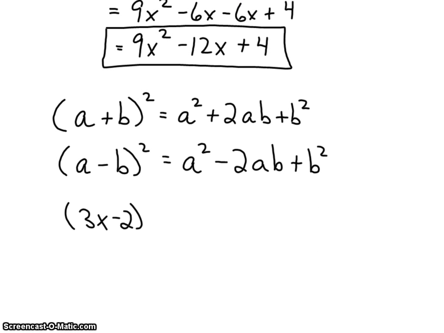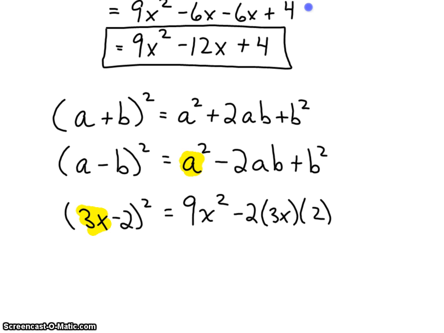So let's see how this works here. 3x minus 2 squared. So a is 3x, if you follow the rule. So what we did in the rule is we squared a. So the square of 3x is 9x squared. Now if you multiply a times b, that's 3x times 2, that's 6x. But we're going to multiply that by 2. So you might want to write minus 2 times 3x times 2 to follow the rule there. And then plus b squared. Now b is 2. So 2 squared is 4, so plus 4.